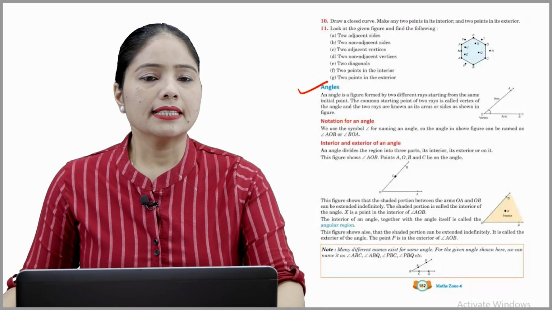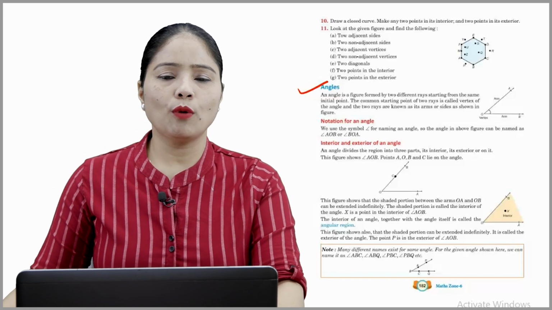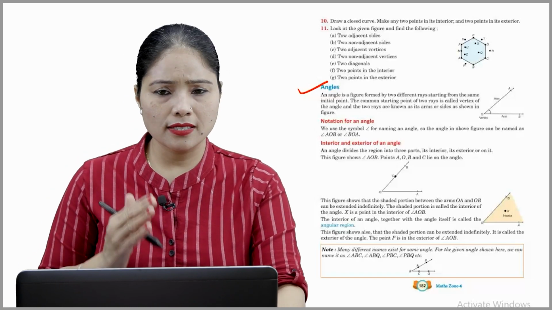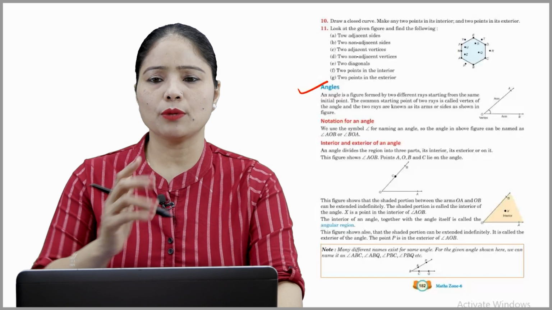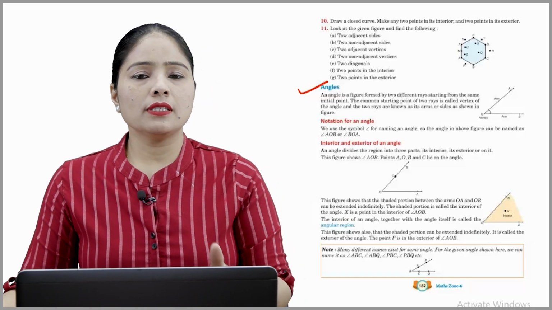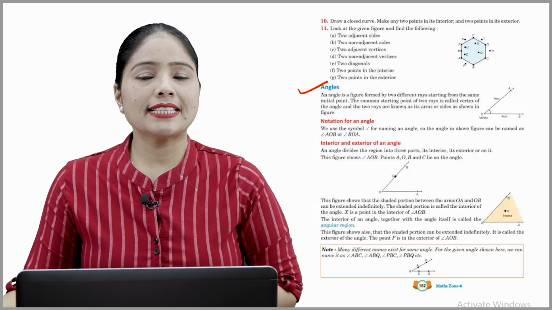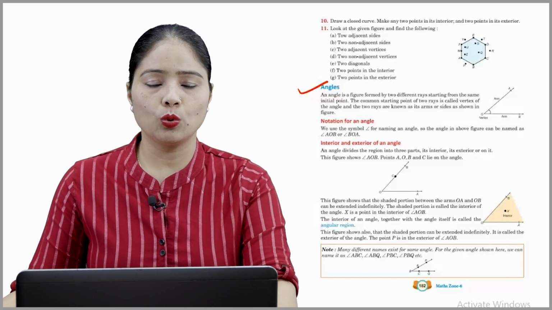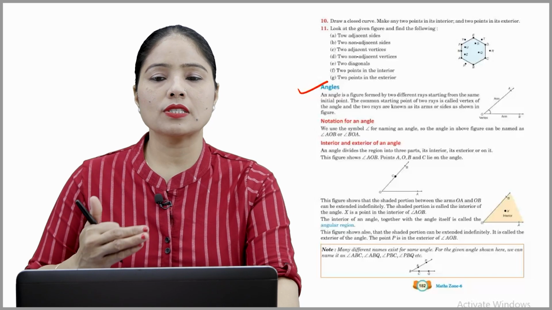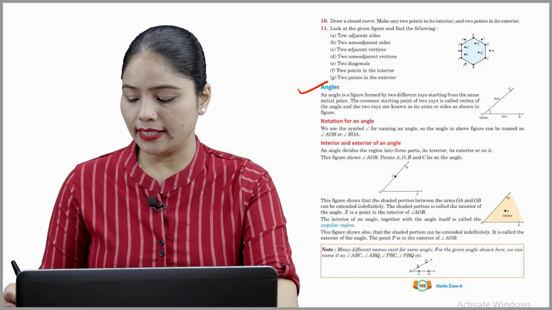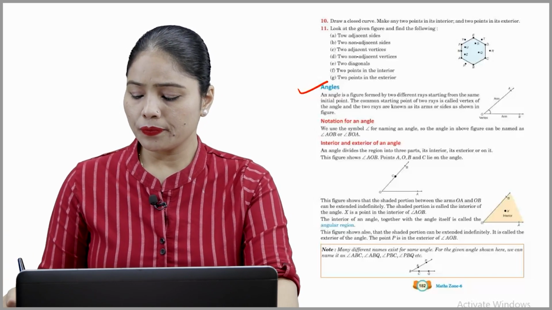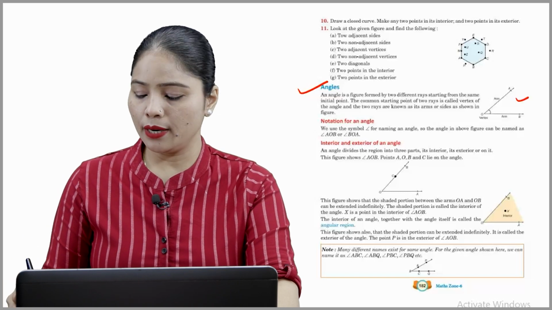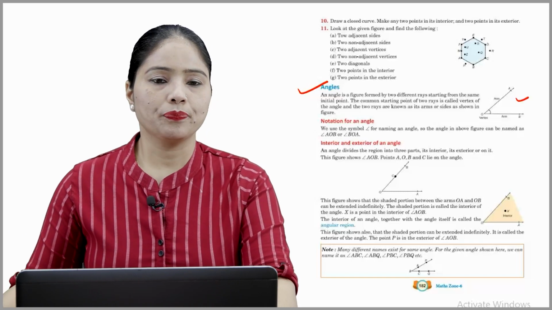Now angles. An angle is a figure formed by 2 different rays starting from the same initial point. The common starting point of the 2 rays is called the vertex of the angle and the 2 rays are known as its arms or sides, as shown in the figure like this. Okay? ये हमारी क्या है, आर्म है और ये हमारा जो है ये इसका वर्टेक्स हो गया.